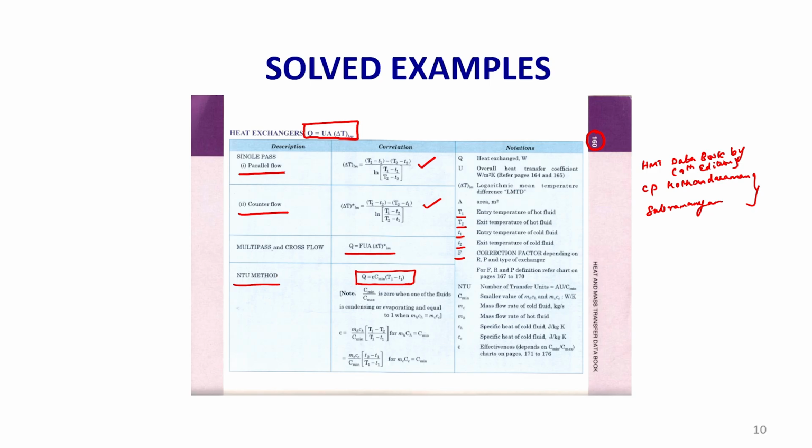So here C minimum by C max is 0 if one of the fluids is either condensing or evaporating. Here I have given two formulas, epsilon equal to m_h C_h by C minimum. If C minimum is C_h, these terms will get cancelled. So that is why I am writing directly capital T1 minus capital T2 by capital T1 minus small t1. So actually this term will get cancelled. This term will get cancelled.